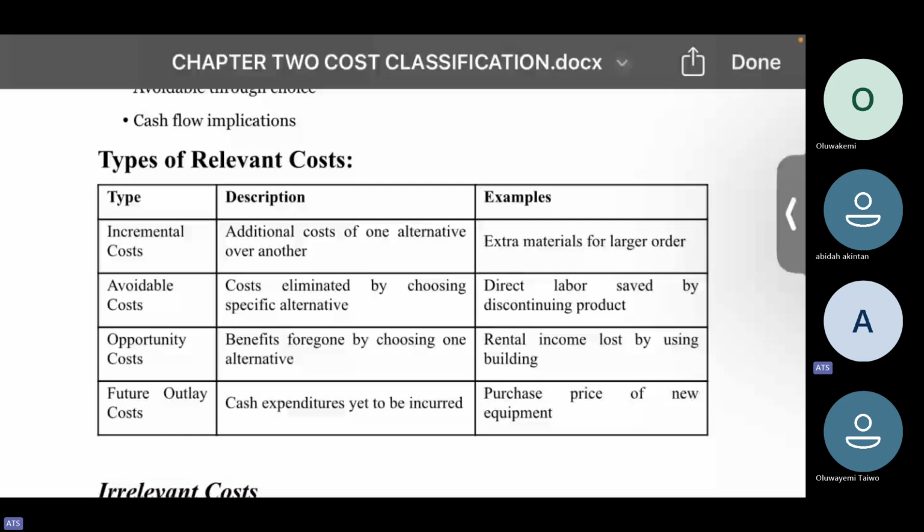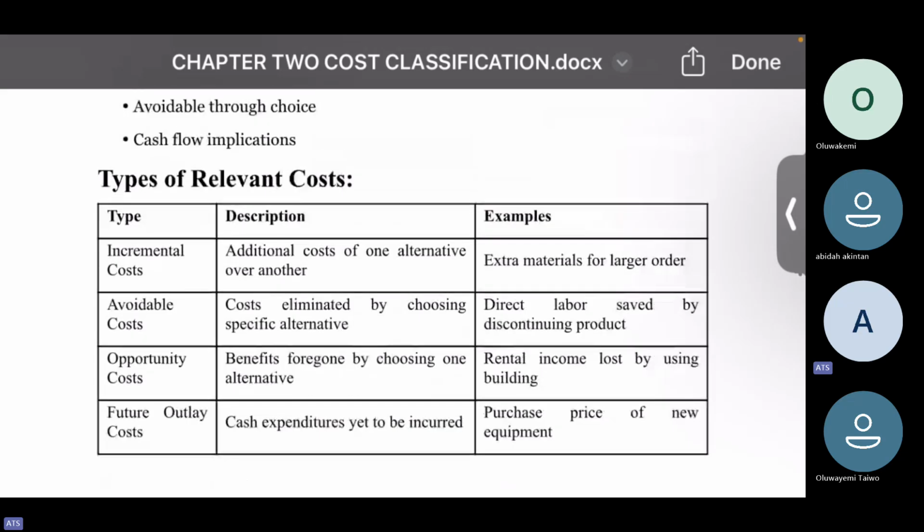Then opportunity costs, I'm sure you'd have heard of opportunity costs very well. There are benefits forgone by choosing one alternative, and they are very important costs in decision making. Now, we also have future outlay costs. As I said, they are futuristic in nature. So they are costs that you've planned, they are yet to be incurred. Yes, you planned for them, but they can still be avoidable. You can still decide that I don't want to incur these costs any longer. Do you understand? So that's another type of relevant cost.